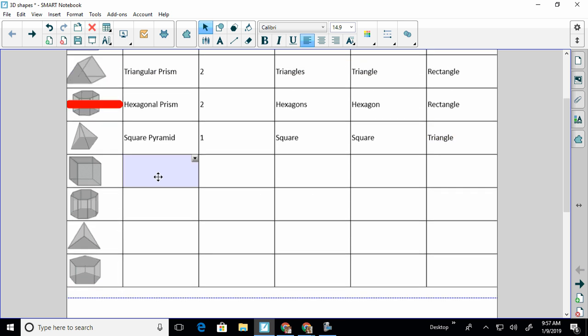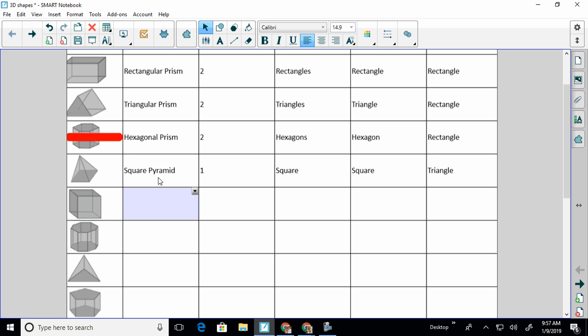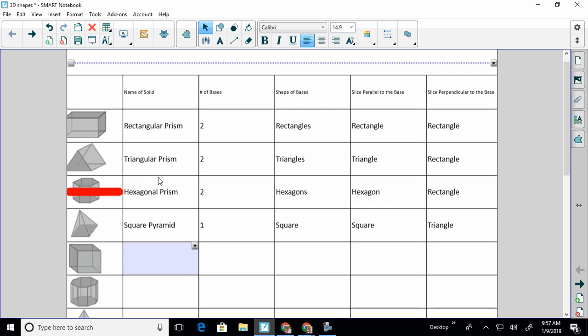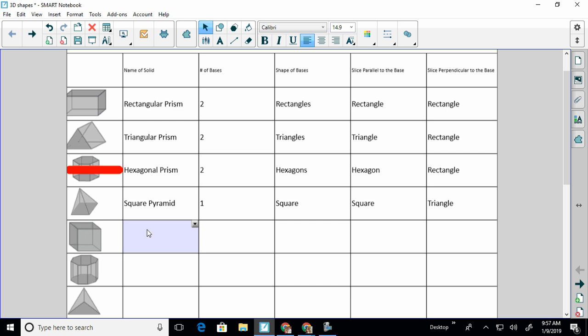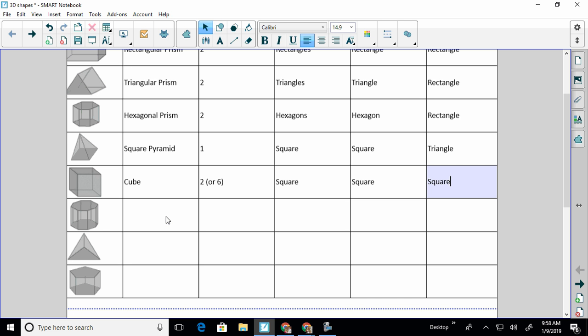All right, this next one here actually has a weird name. It's not really a prism, it's not really a pyramid. It has all squares. It has a special name. It is called a cube. Now again, I guess you would say the number of bases is two, although they are all equal, so you could really say six, but usually we say two. Shape of those bases, square. Slice parallel to the base, square. Perpendicular to the base, square. It doesn't matter which way you slice it, that's going to make a square.